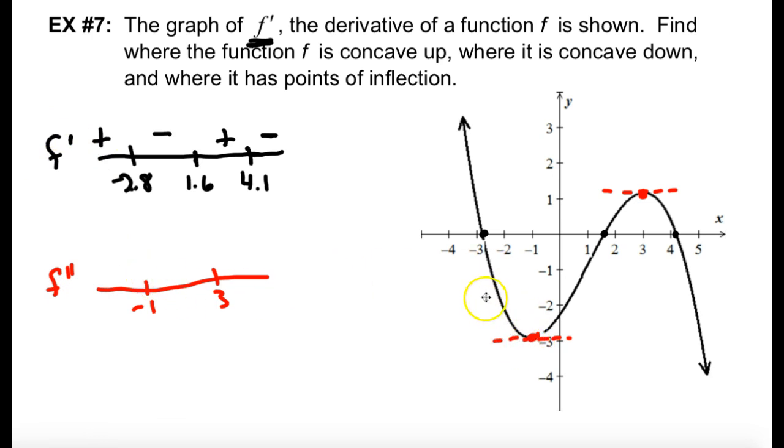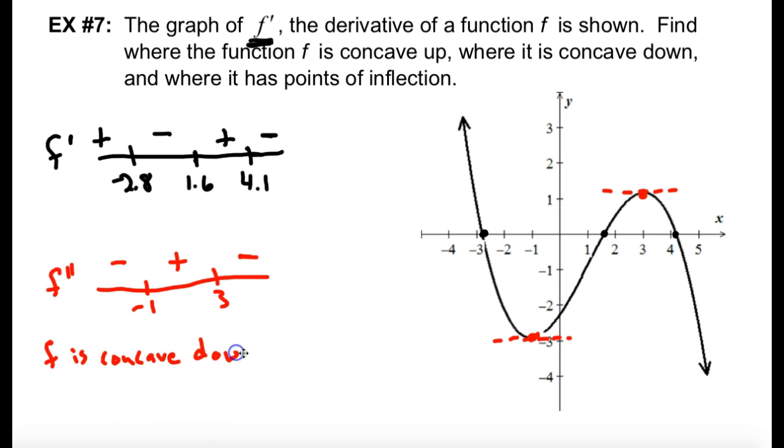So if I look at the slope of this function, okay, the slope is negative all the way until I get to negative 1. The slope then is positive in between negative 1 and 3, and then the slope is negative from 3 on. Right? So now what this tells me about my original function is that my original function is concave down.